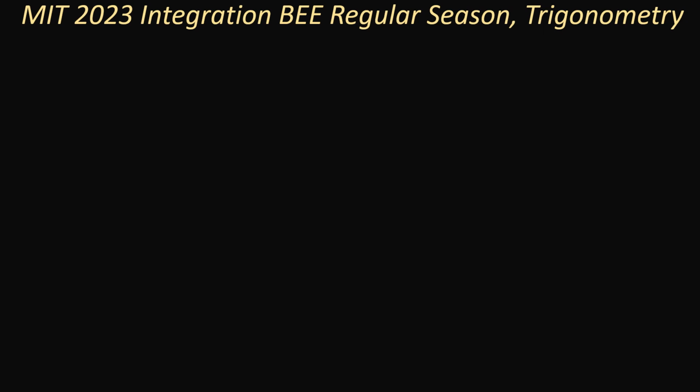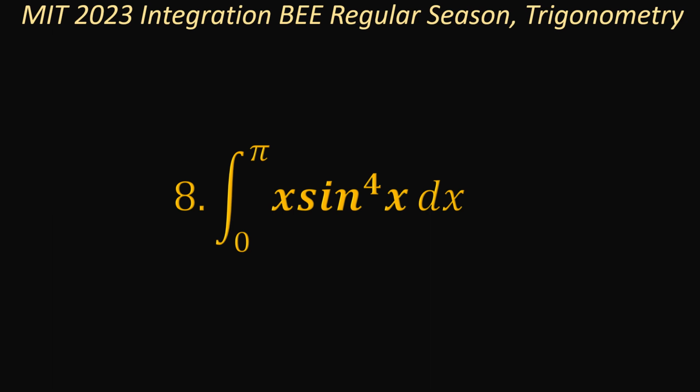So welcome again to another session of trigonometrical functions. Still looking at the MIT 2023 Integration B regular season. And today we're looking at question number 8, which is the integral of x sine to the power of 4 of x from 0 to pi.